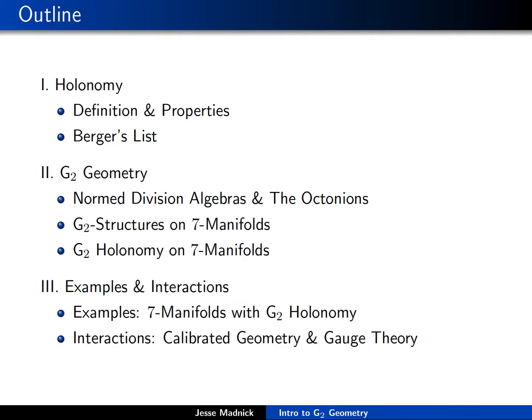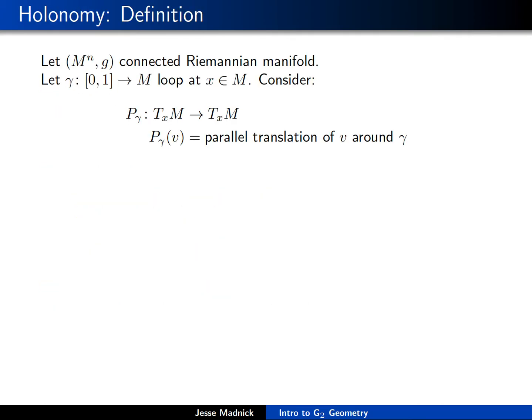Finally, in the third part, we'll mention some examples of 7 manifolds with G2 holonomy, and just for a little tiny bit, I'll mention some interactions with calibrated geometry and gauge theory. Okay, so let's get started.